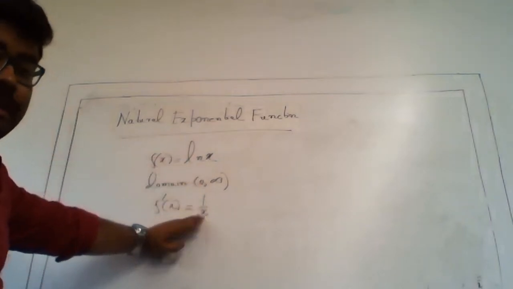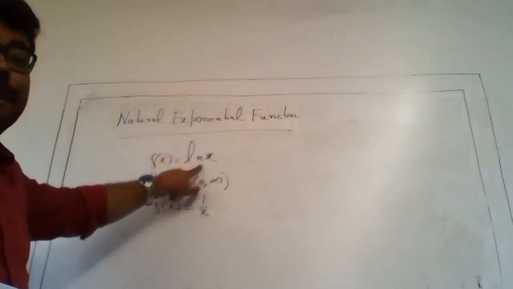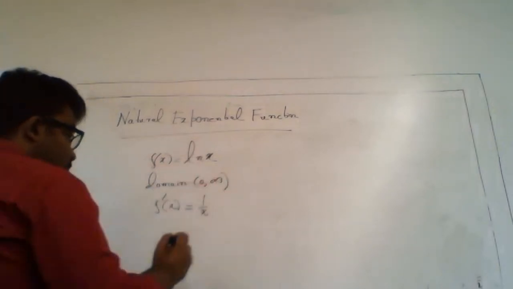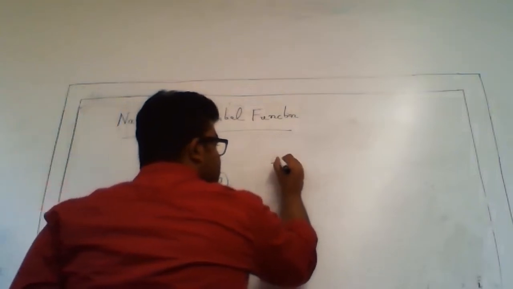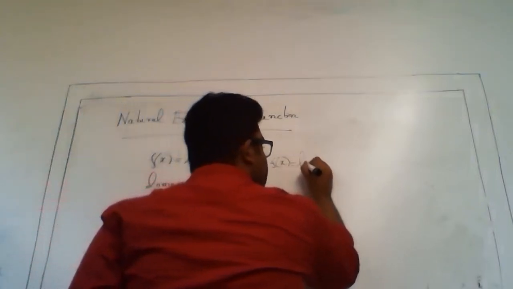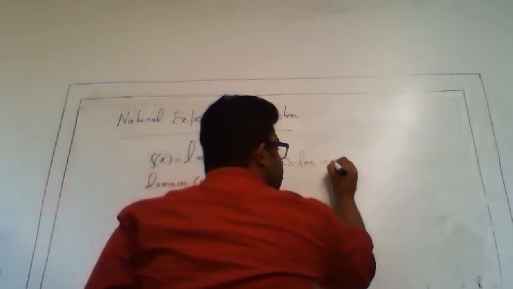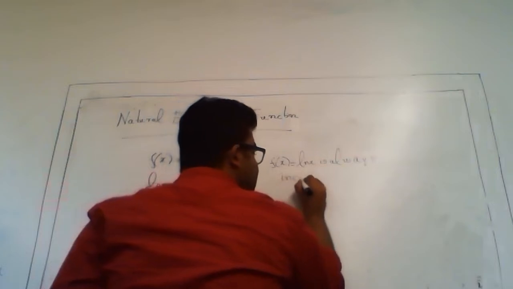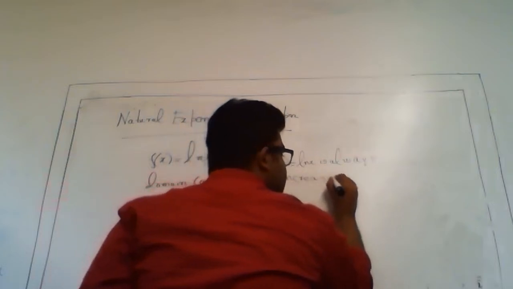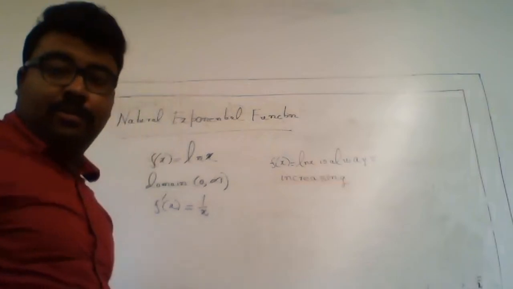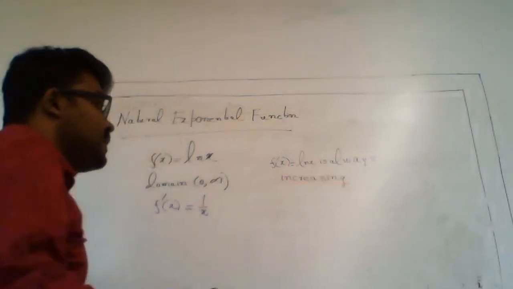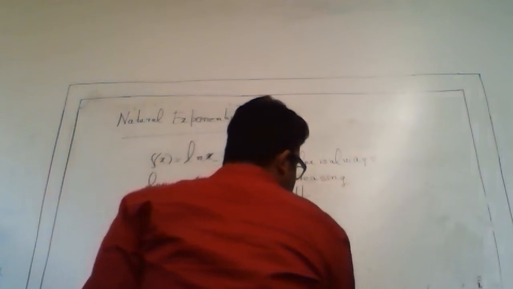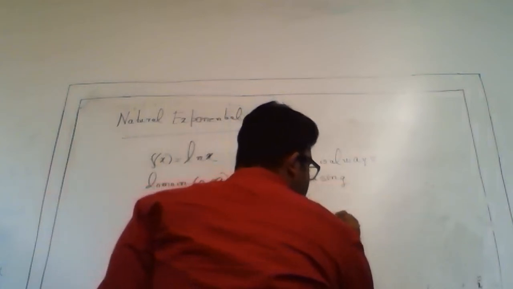So what does that mean? The function y equal to ln x is always increasing. So f(x) equal to ln x is always increasing. Now what does it mean that it is always increasing? So f(x) equal to ln x is always increasing means f(x) equal to ln x is 1 to 1.